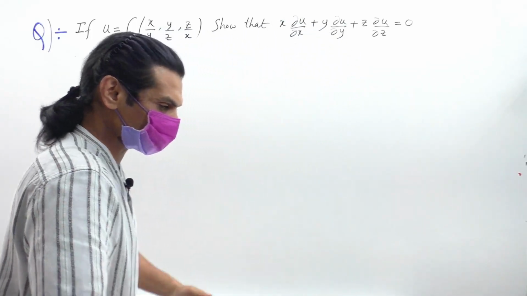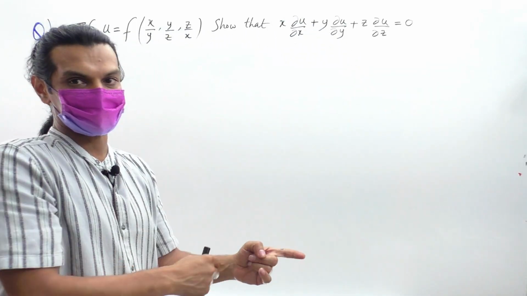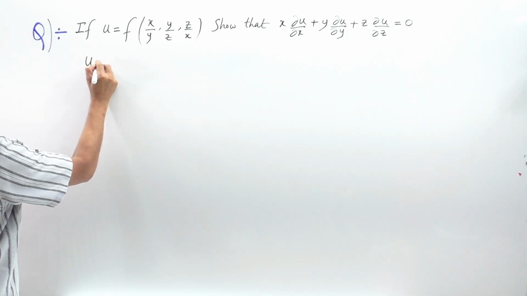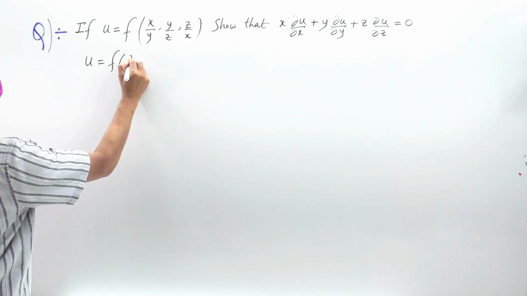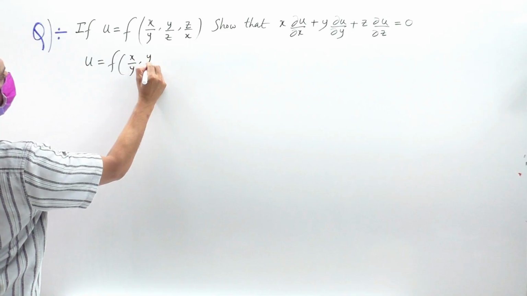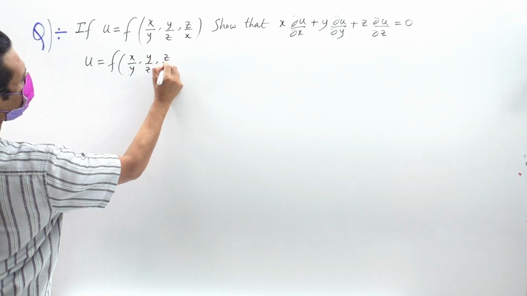So, let's solve this question in a similar way as we solved the previous one. So write u is equal to f of x by y comma y by z comma z by x.